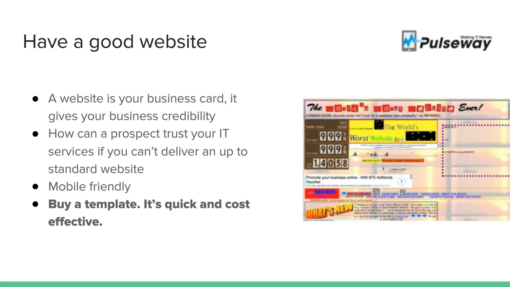Mobile friendly for Google ranking and optimization. Buy a template. It's quick and cost effective. $30 and you can have something in place. Develop the content, 3-4 pages with a nice CTA. It's very straightforward. Develop those keywords to get ranked in SEO for your specific region and you're good to go. And it doesn't take a lot of time. You can build a website within an hour or two, and have it up and running and live within that time.